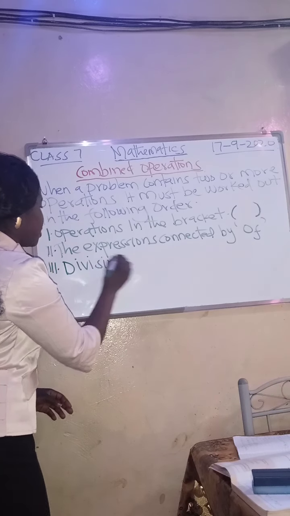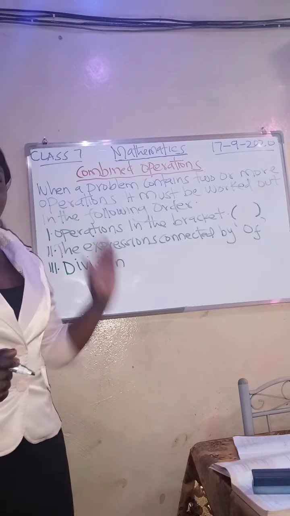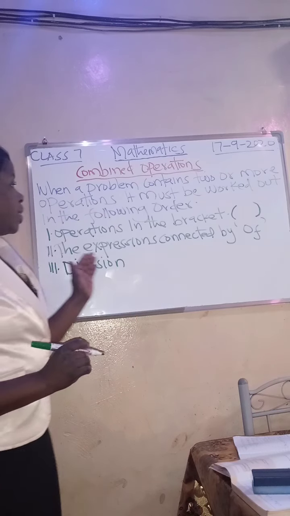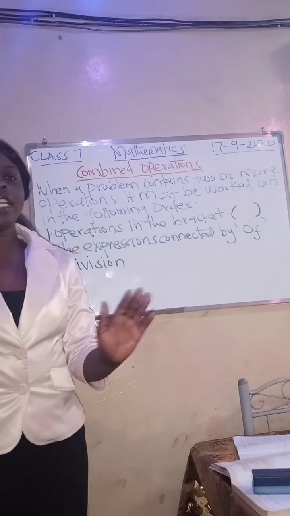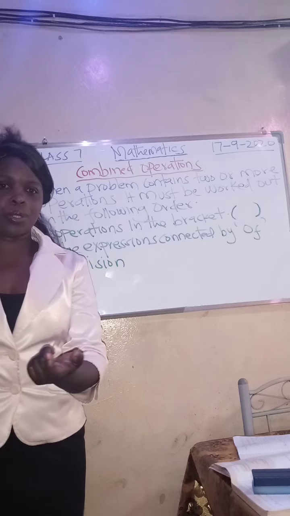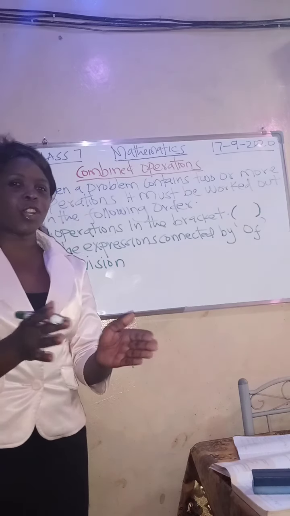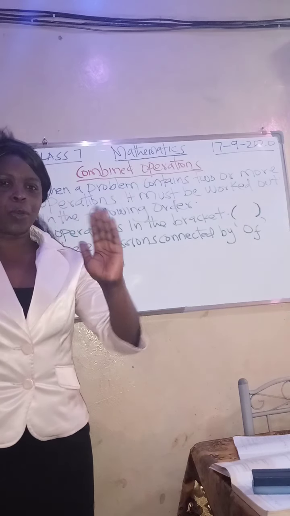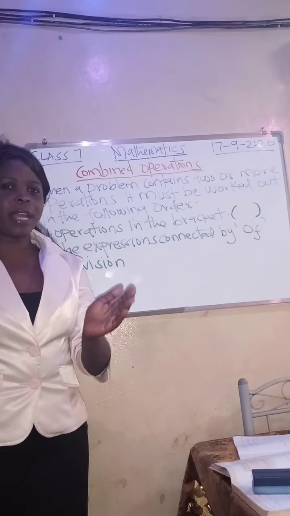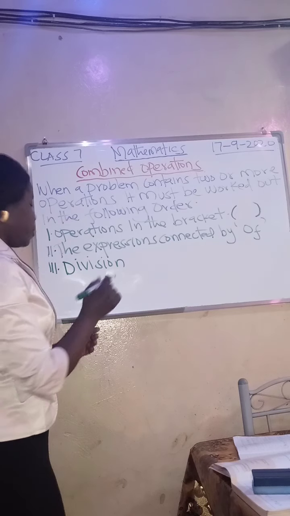If you are writing, you can just write with me. So we have division as the third in our order. The first one, as we said, is that we deal with what is in the bracket. Secondly, we check the expressions that are connected by "of", and in the third place we have division. So if you find a mathematical problem that has division, has "of", and also some numbers in brackets, we make sure we solve them in that order. Start with the bracket, we go to "of", then the third is division. Okay? I will demonstrate all this.